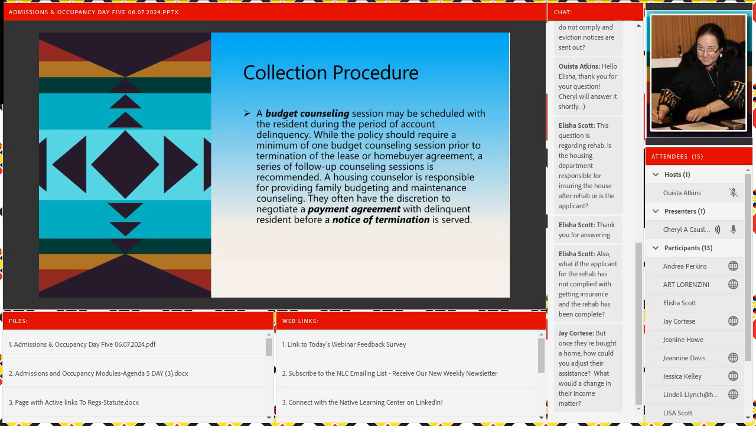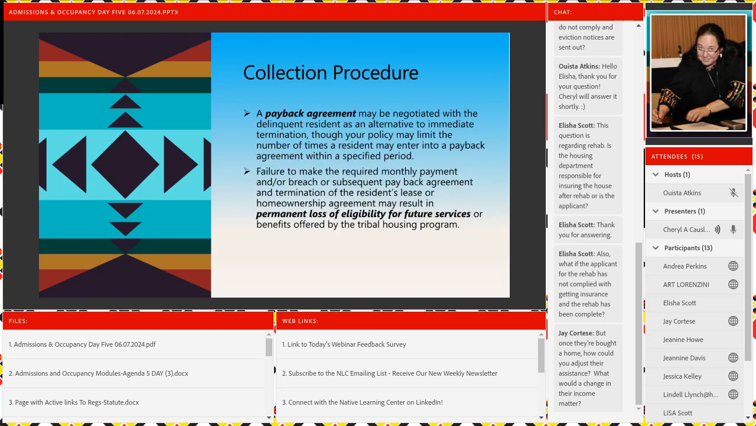A housing counselor is responsible for providing family budgeting and maintenance counseling. They can also sometimes have that discretion to negotiate payment agreements with delinquent residents before that notice of termination is served. That payback agreement can be negotiated with the delinquent resident as an alternative to immediate termination, although your policy can limit the number of times a resident may enter into a payback agreement within a specified period.